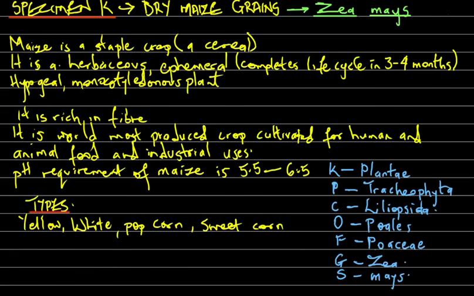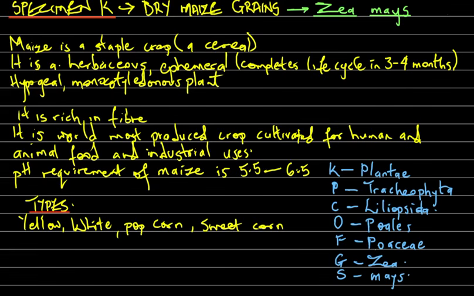What is maize? Maize is a staple crop. It is a cereal and a herbaceous crop. It is ephemeral because it completes its life cycle in 3 to 4 months. This crop is a hypogeal monocotyledonous plant, so its seed leaf remains in the soil.